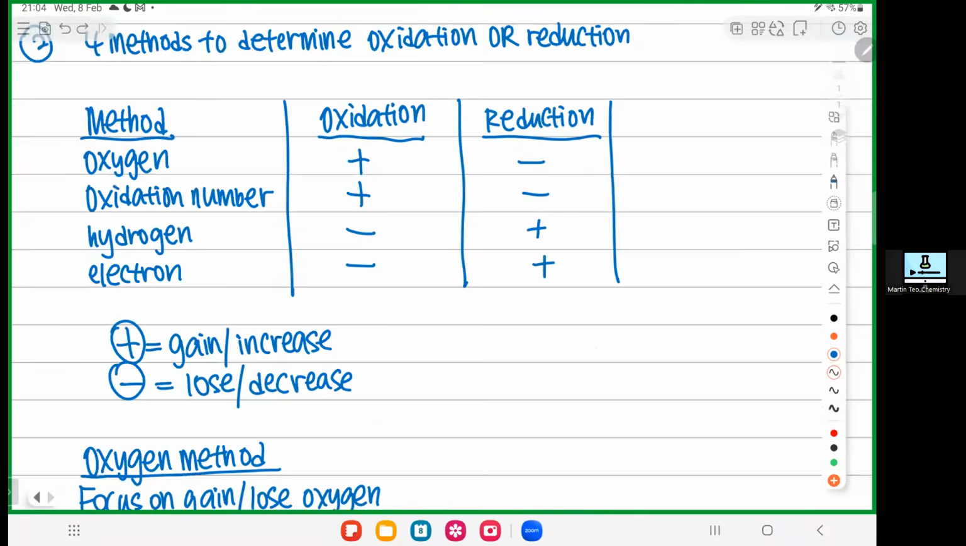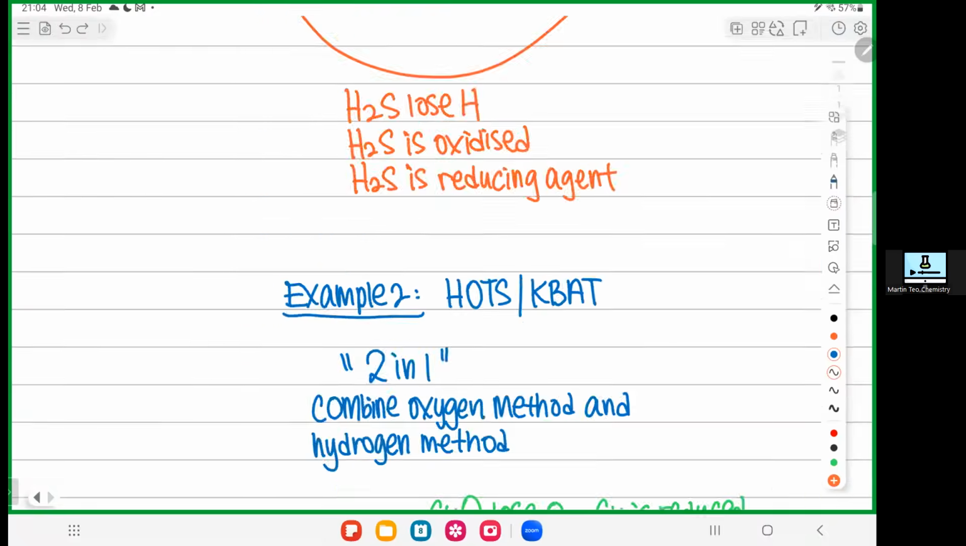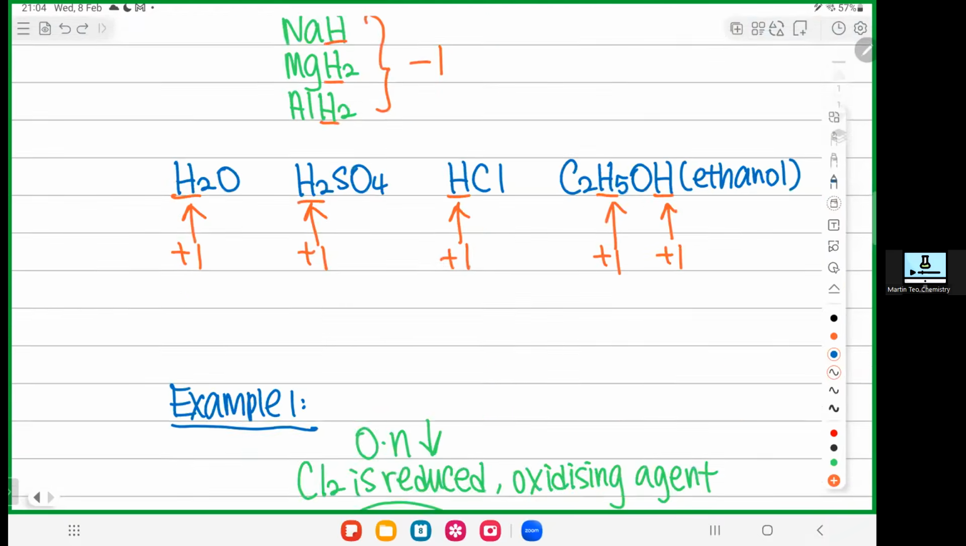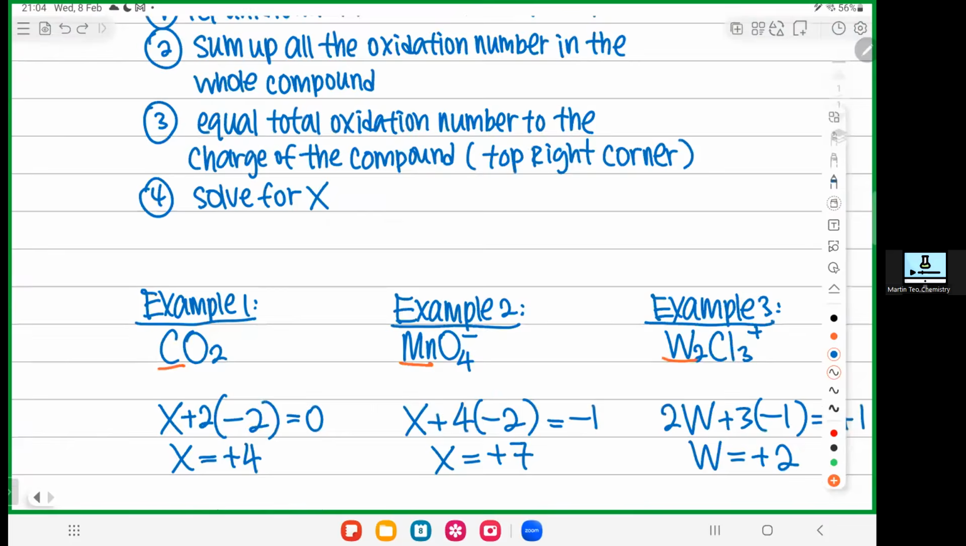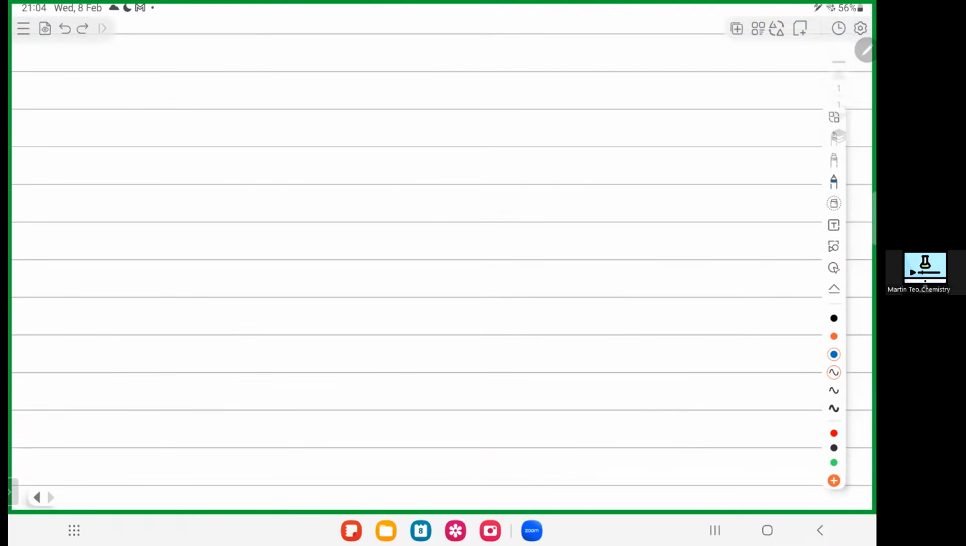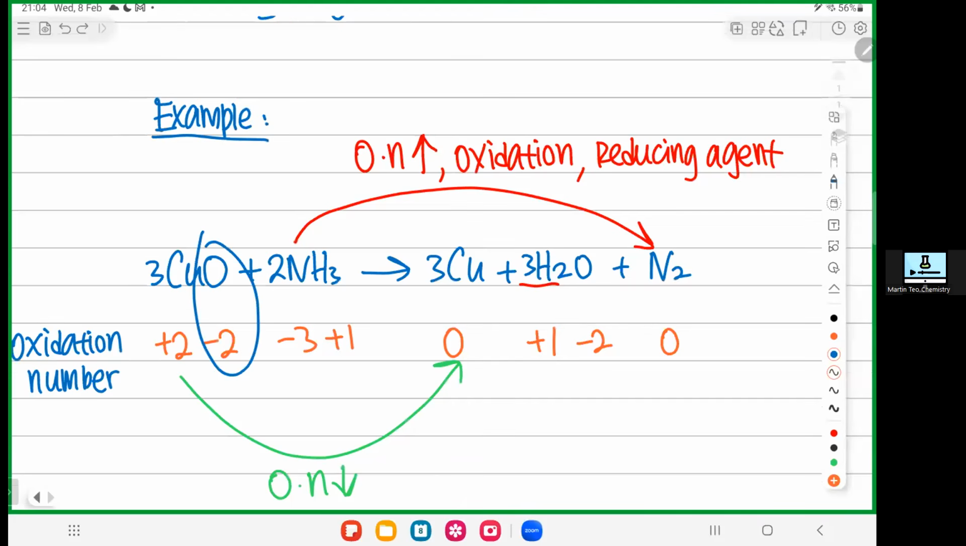So then, Haida, what about the -2? Haida, I said just now, anything with no change, don't compare. Okay, you see here, the oxygen here, it's -2. Here also -2. No change, don't compare. Only compare the ones that have changes. The ones with no change, don't bother. Is it okay?